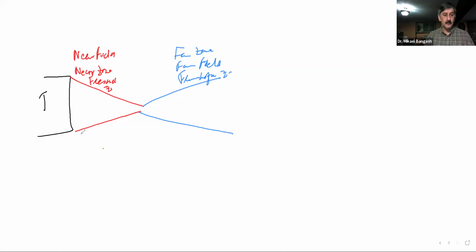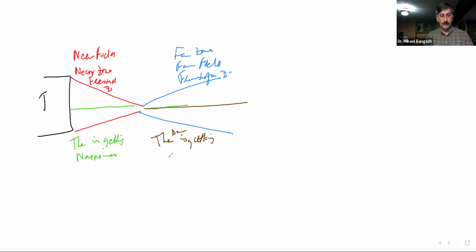What happens in the near zone? The beam is getting narrower. Did that make sense? Well, what happens in the far zone? What happened in the far zone is that the beam is getting, in this case, we can say wide.